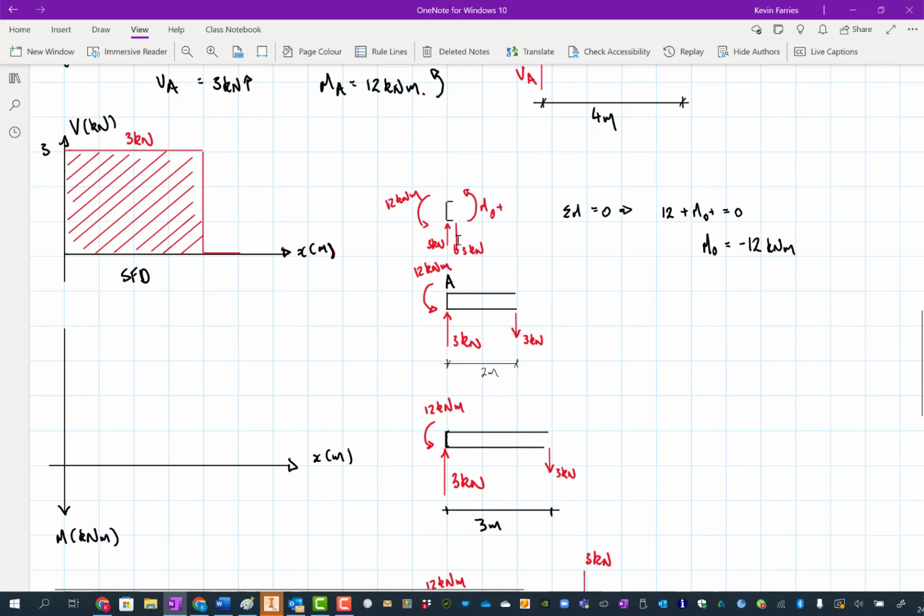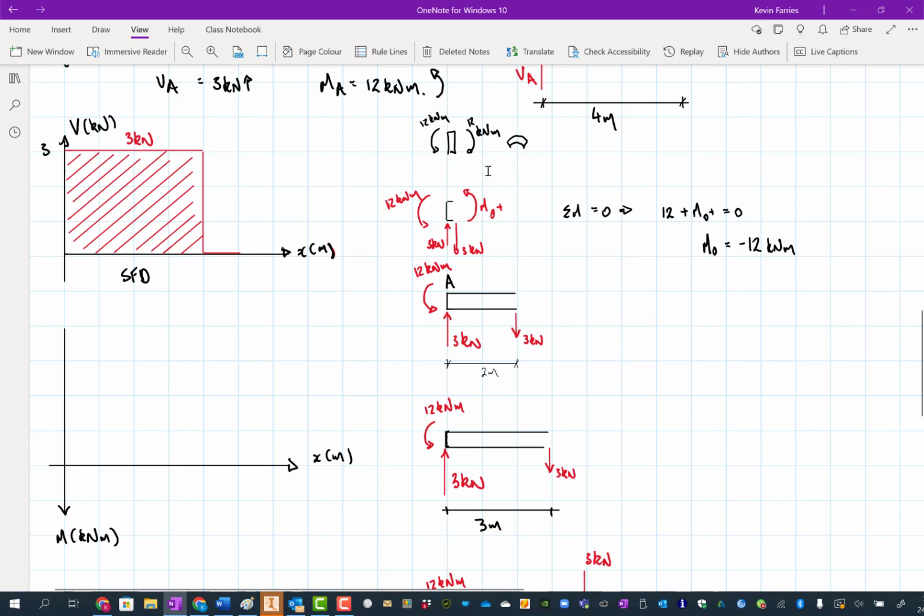And you can almost think of it like this. So let me just draw it. For that tiny little section that we've got there, we've got 12 kilonewton meters going this way, and you've got 12 kilonewton meters going this way. And so the internal force there is the hogging one, and so you're going to get a negative moment because it's hogging.